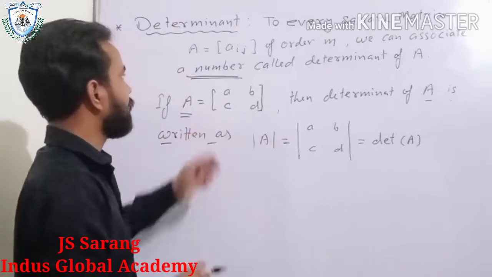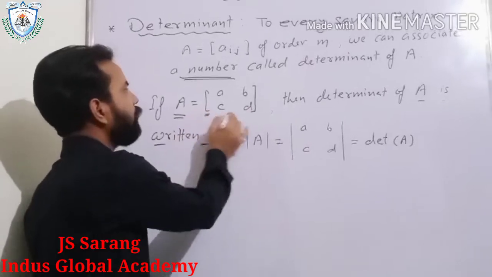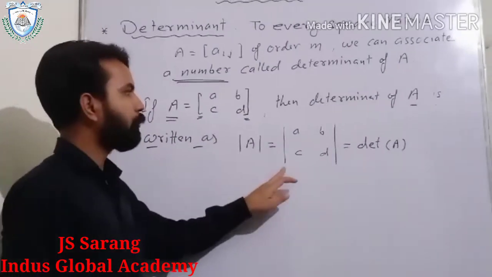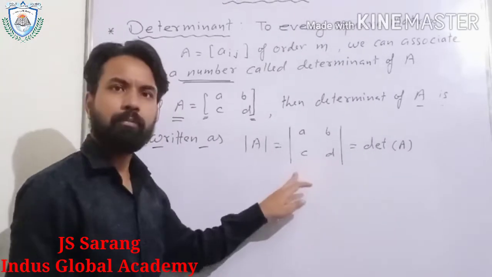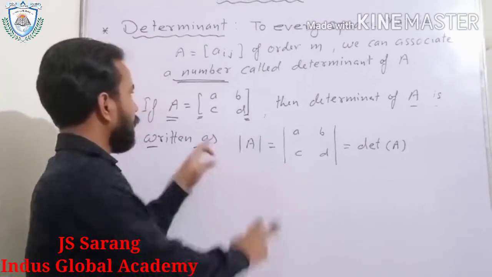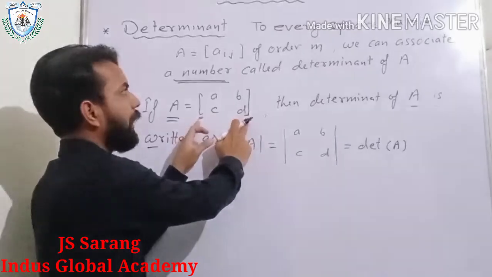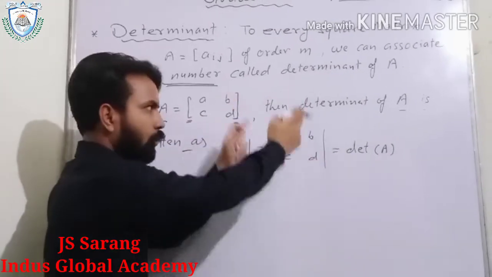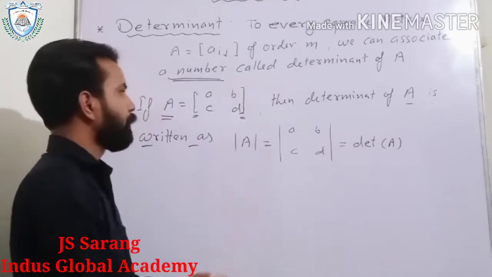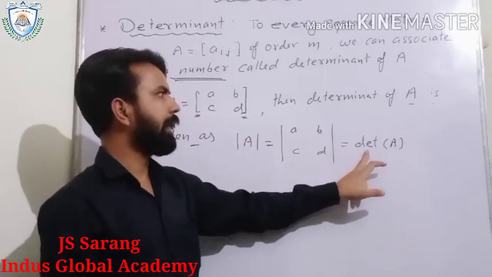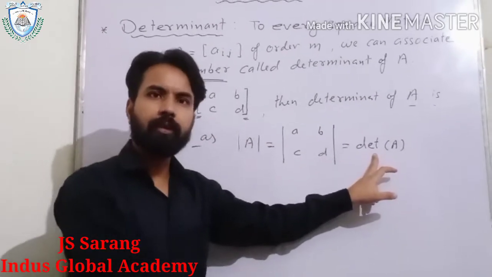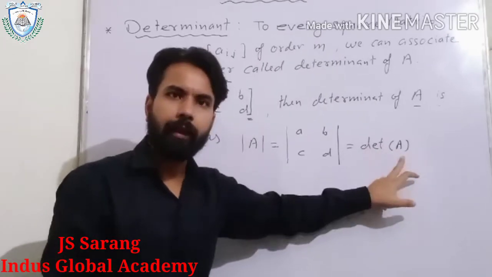So in this matrix, in place of the square brackets, we have to put the sign of the modulus, two vertical lines. Understood? So determinant of A can be written like this, or DET. DET is a short form of determinant of A.